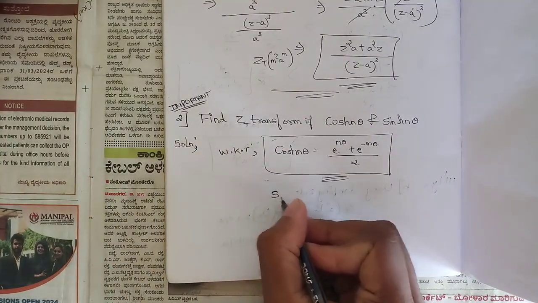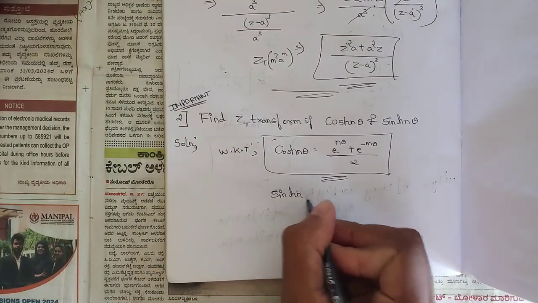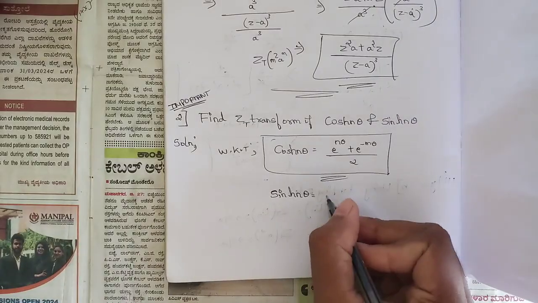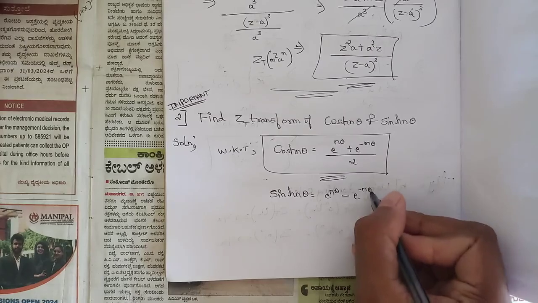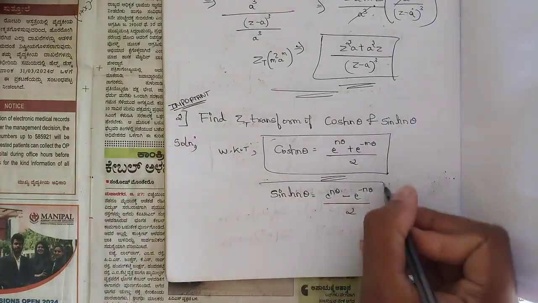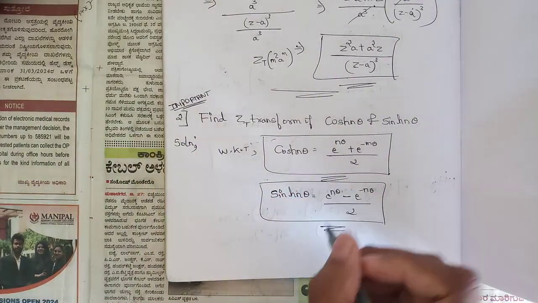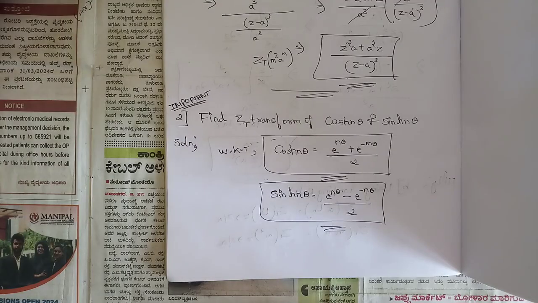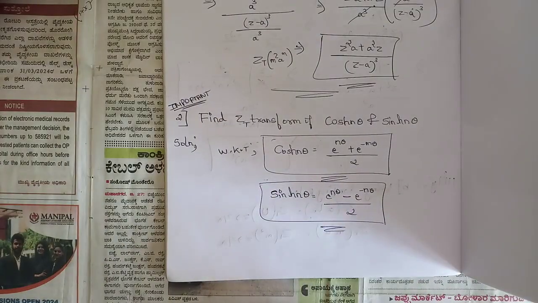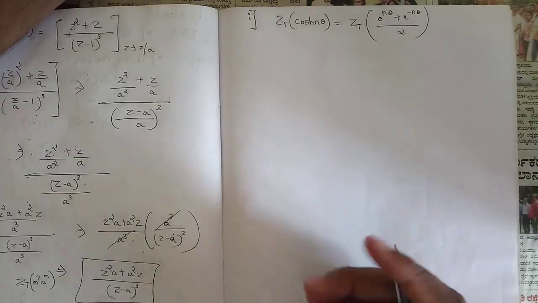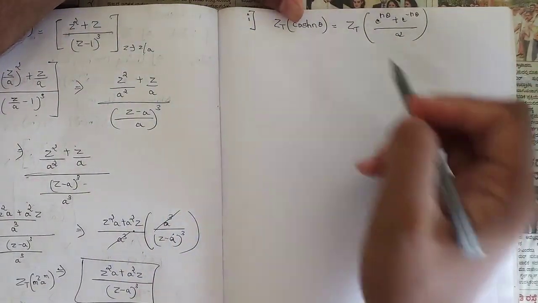Similarly, the sine hyperbolic function is given as e to the power nθ minus e to the power minus nθ divided by 2. Please make a note of these cos and sine hyperbolic functions. After this, we need to find the z transform of these functions. Okay, so now let's solve this z transform.